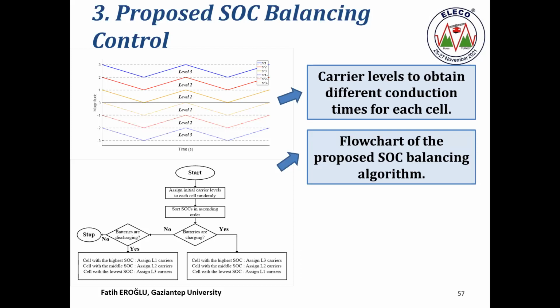Depending on whether the batteries are charging or discharging, we give the corresponding carriers to the corresponding cells. For example, if the batteries are charging, the cell with the highest SOC gets the lowest conduction level, and the cell with the lowest SOC gets the highest conduction level, so that we can charge the cell with the lowest SOC more.